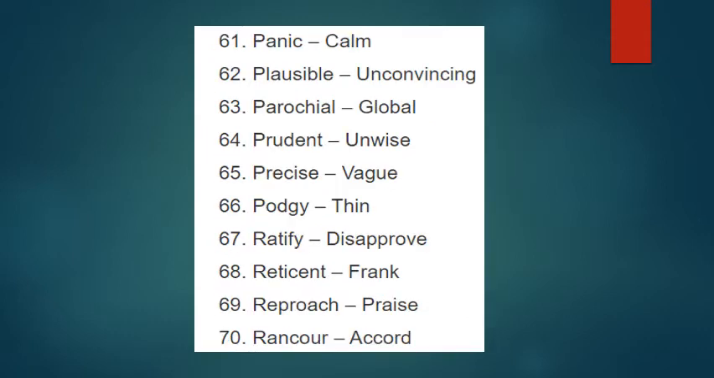Now next let's take up panic. Panic, you are familiar with that. Panic: fear, calm, keeping oneself calm. Plausible: reasonable, credible, unconvincing. Plausible is very convincing because it's credible. Now parochial, the one which has very limited scope; global, universal. Parochial, having limited scope, or narrow-minded. Prudent, wise, unwise. Precise, very clear; vague, not clear. Podgy, plump, fat, thin.